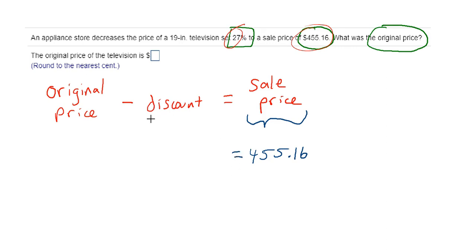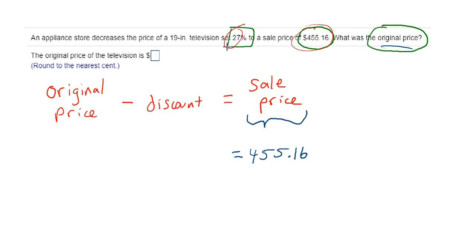All right. These two words, the original price and the discount, we actually don't know either of these. We don't know what the original price was. That's what we're looking for. We don't actually know the discounted amount. We know the percent that it was discounted, but we don't know the dollar amount of the discount. And that's what this is representing. This is how many dollars are taken off the original price to get to the sale price. We don't know the dollar amount for that.